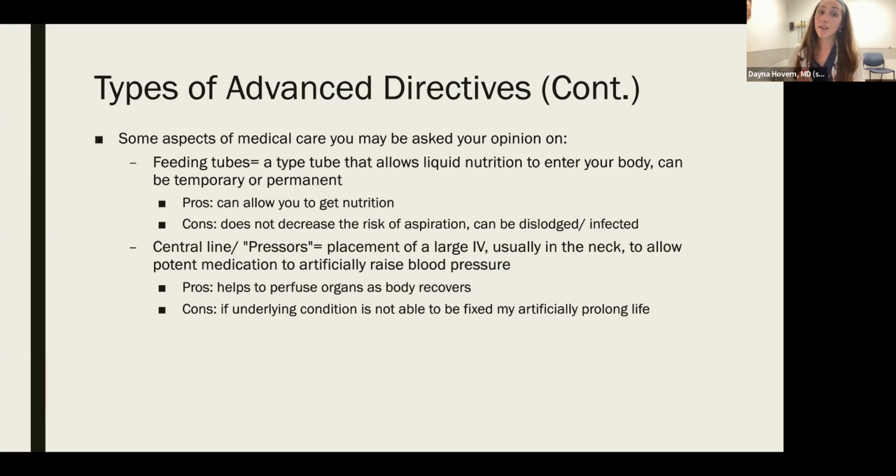The vasopressor medications I talked about, the ones that increase your blood pressure, if you're put on them at really high doses or for really long times, it can cause clotting and it can cause some issues with circulation, specifically in the fingers and toes. So that's another thing to think about, if that's acceptable to you, when you're filling out this paperwork.